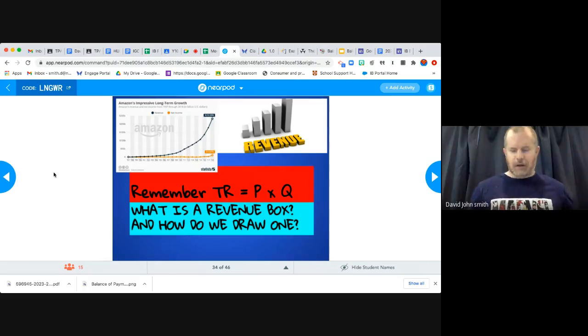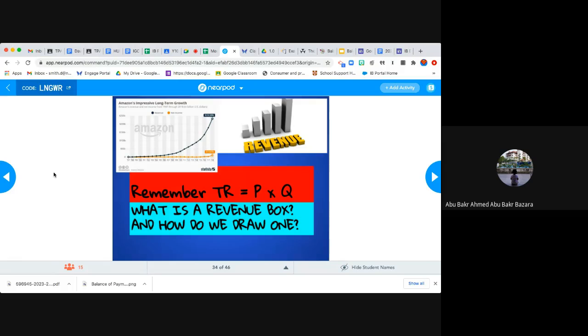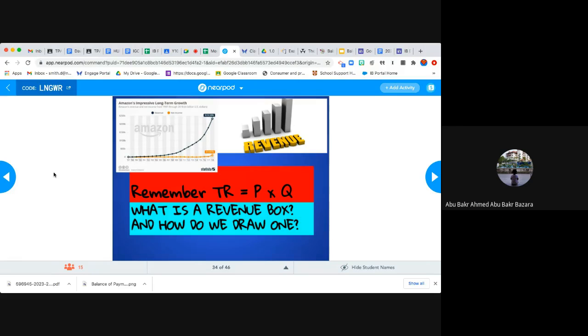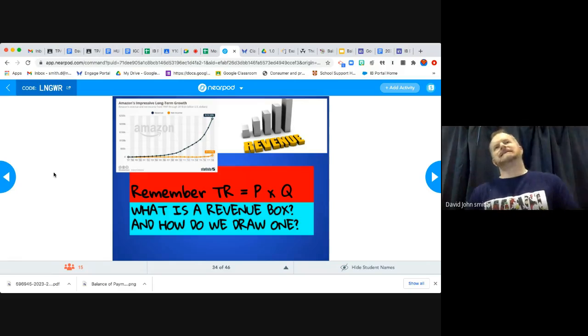Mr. David, so if it's a perfectly elastic PED, is that like the maximum amount of revenue you can get? Yes, you're going to have a revenue box, and it will depend then on the quantity as to how big it is. And similarly for inelastic, you've got a fixed quantity but an infinite price. So your revenues are just all up there, okay?